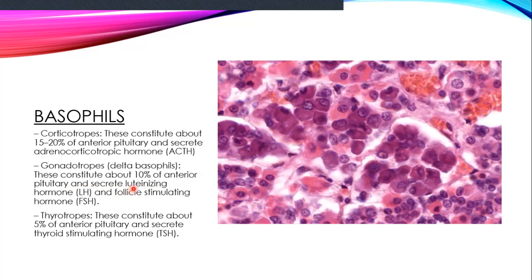They usually constitute about 10% of the anterior pituitary and they secrete luteinizing hormone. Luteinizing hormone in females, remember, will induce ovulation, and also the follicle stimulating hormone. At the end of this, we will look at the action of these hormones in another slide. Thyrotrophs constitute about 5% of the anterior pituitary and they secrete thyroid stimulating hormone. Thyroid stimulating hormone will stimulate your thyroid to produce thyroxine.